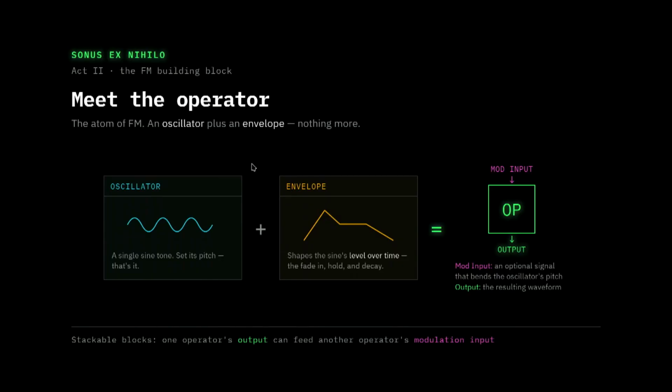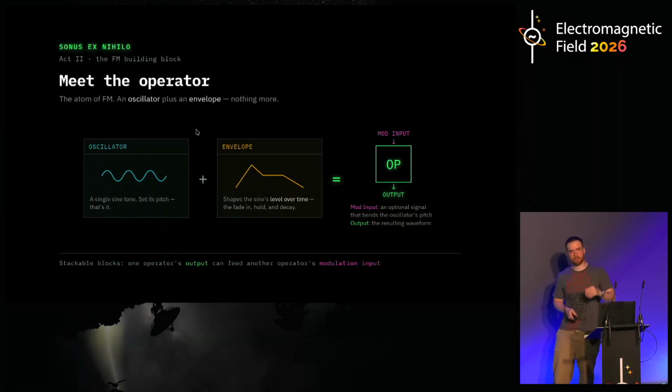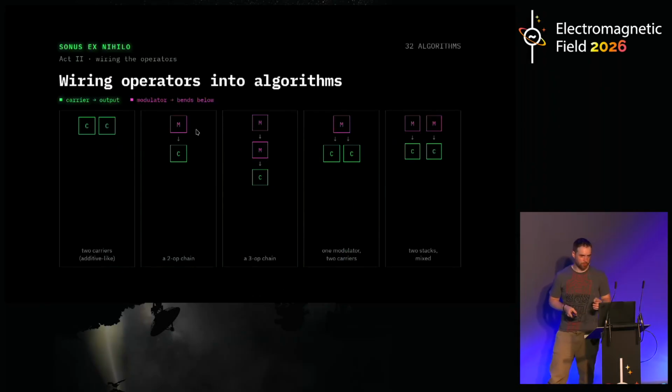All right, so the basic building block of FM synthesis is called the operator. This is a combination of the oscillator and envelope, so you can change the modulation over time as you play a note. You can wire them up in what's called an algorithm. The algorithm is the mapping of how operators are connected together.